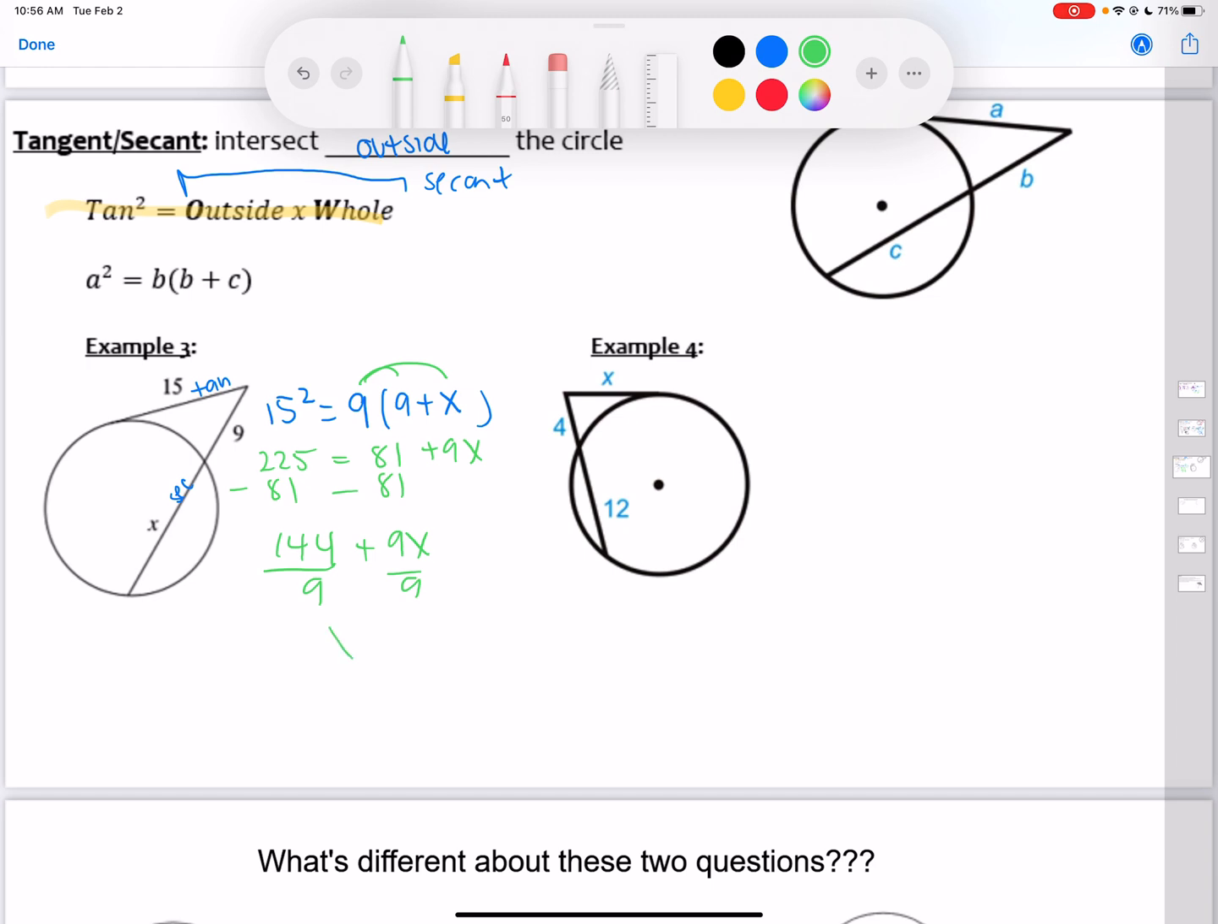144 divided by 9 is 16. And frequently you do get whole numbers. So if you get a decimal, just kind of check your work to make sure that you're getting the right thing. Okay, for example 4, the x is the tangent.